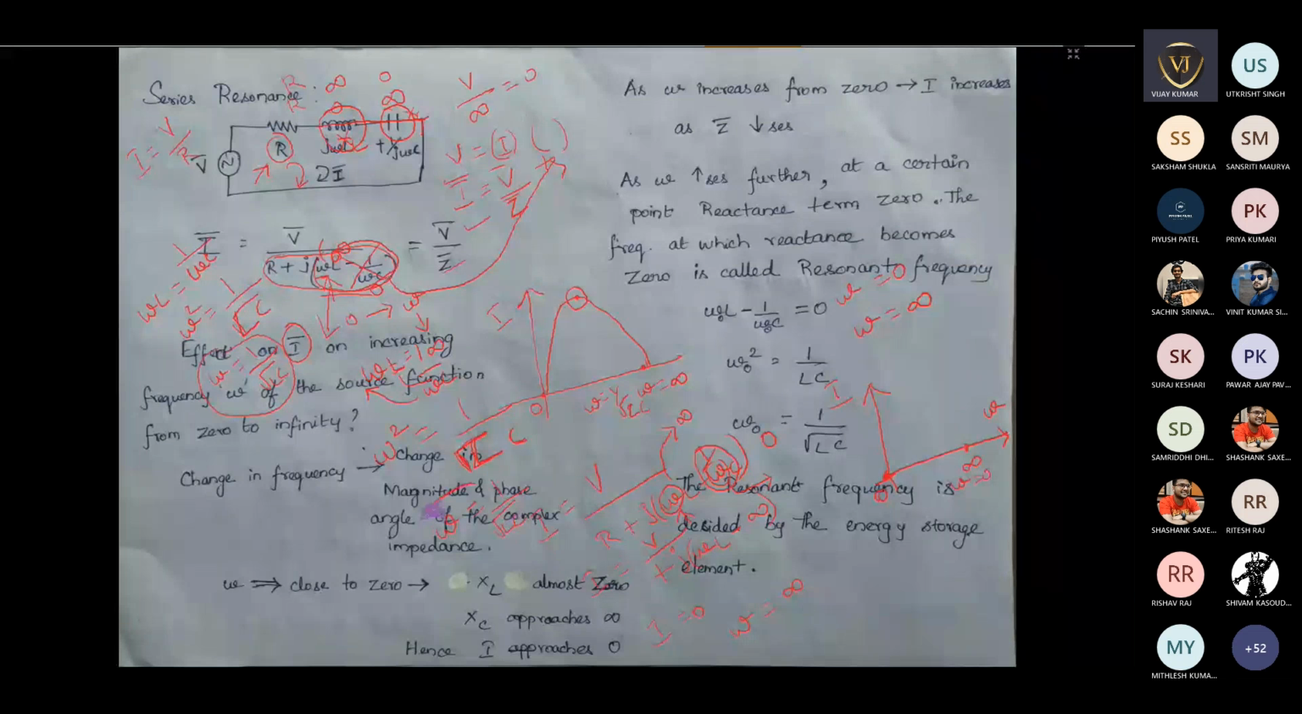So if I fix omega equal to 1 by root LC, then in this denominator term, these two will get cancelled out, because omega L is equal to 1 by omega C. Once this gets cancelled out, you are getting only the value of resistance R. So I is given by V divided by R. At that time you are getting the maximum current which can be offered by the circuit, the maximum current that can flow through the circuit.